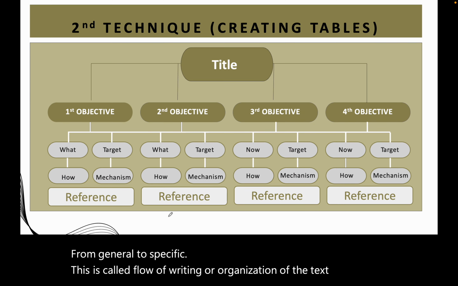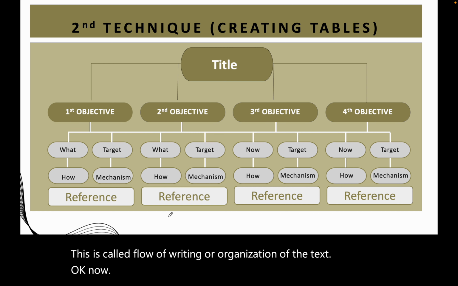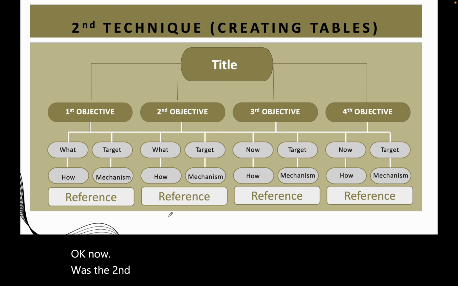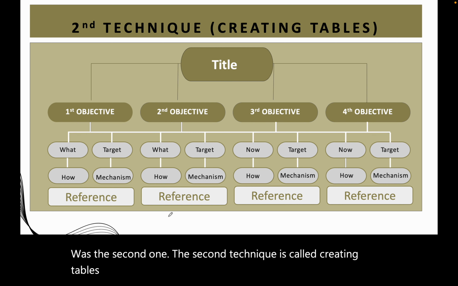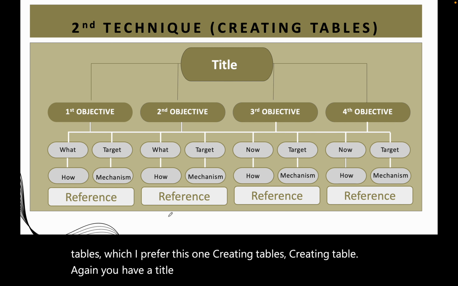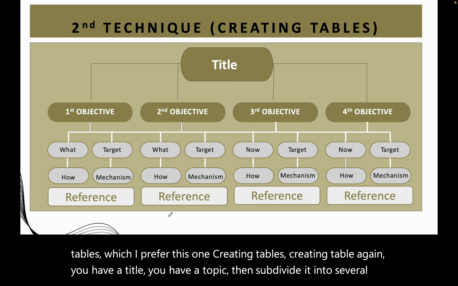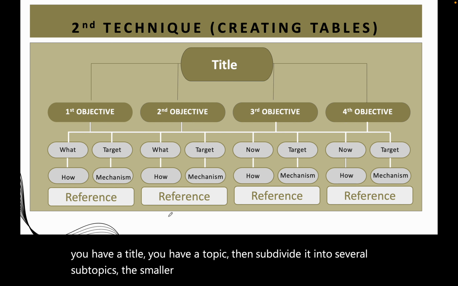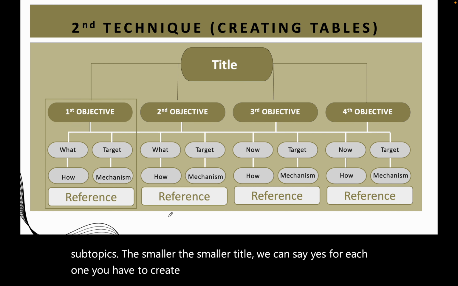Okay, now what's the second one? The second technique is called creating tables, which I prefer. Creating tables. Again, you have a title, you have a topic, then subdivided into several subtopics, the smaller titles, we can say. Yes, for each one you have to create a specific table.